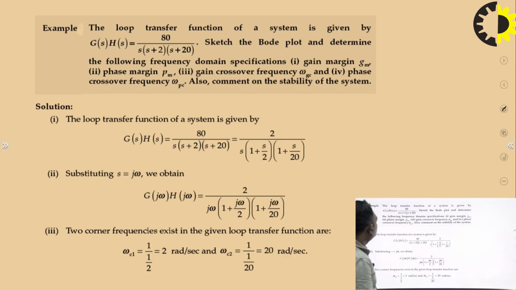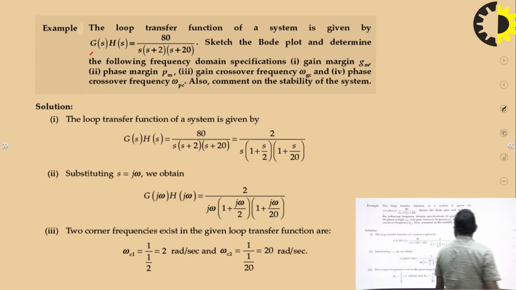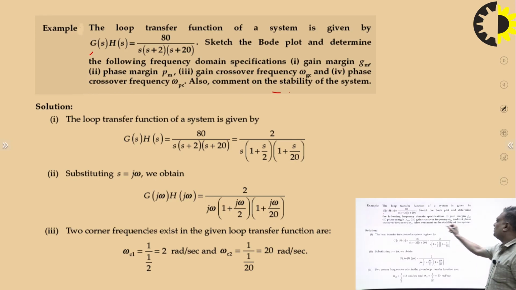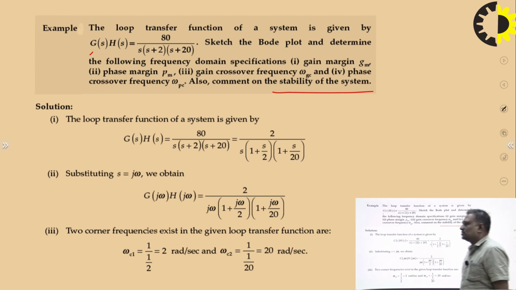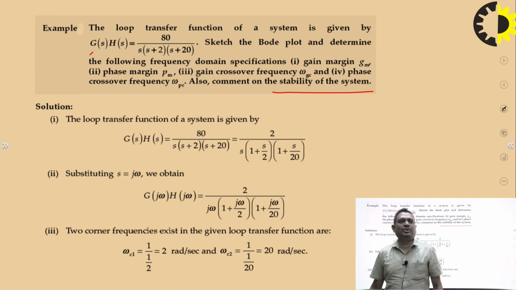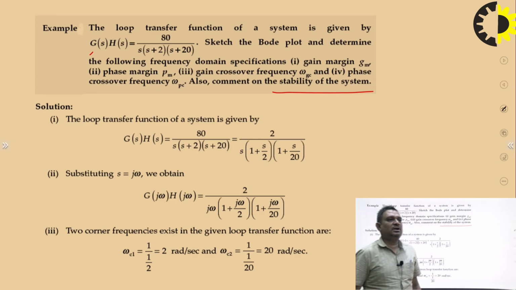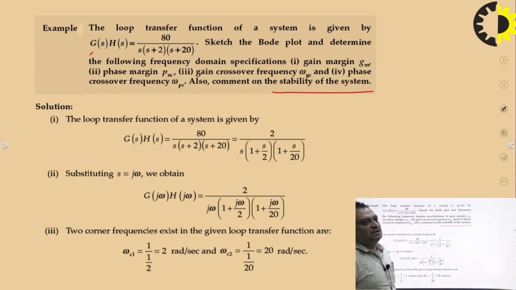This is the problem given to us: G(s)H(s) equals 80 upon s times (s plus 2) into (s plus 20). Sketch the plot and determine the following frequency domain quantities: gain margin, phase margin, gain crossover frequency, phase crossover frequency, and also comment on the stability of the system. All these things are very simple to obtain in the case of a Bode plot. If we have drawn the Bode plot correctly, then we can easily find all of this, and we can also comment on the stability of the system.